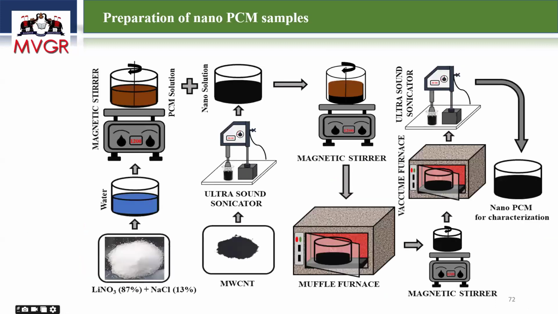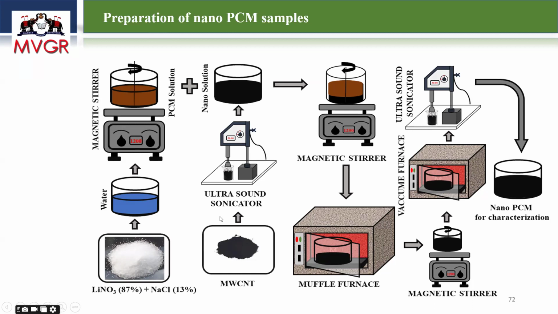So another preparation strategy was incorporating the porous structure material. In this porous structure material, some kind of multi-wall carbon nanotubes were used. What I'm doing here is taking another salt, lithium nitrate and sodium chloride, and preparing a binary eutectic mixture using the magnetic stirrer.